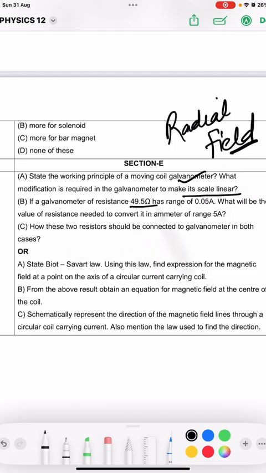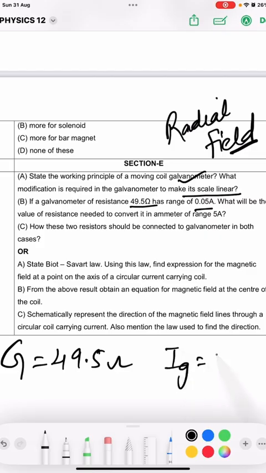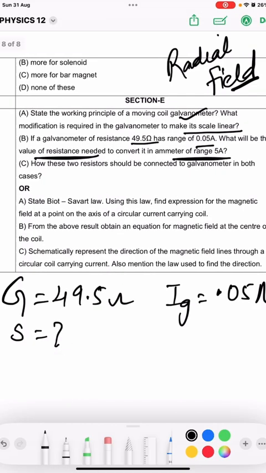If a galvanometer has resistance 49.5, so that is capital G. Range means full scale current is 0.05 ampere. What will be the value of resistance needed to convert it into an ammeter? Because it is a question of conversion of galvanometer into ammeter, you have to connect a low resistance, which is called shunt, in parallel to the galvanometer, then only it can be converted to an ammeter. So shunt is to be found. You can denote it by R also, no problem. And then you have to convert to this range, that is capital I, 5 ampere.